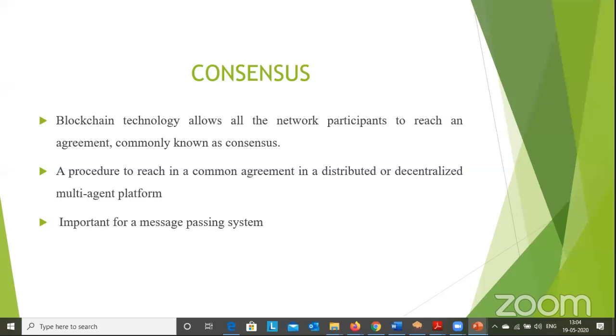Blockchain technology allows all the network participants or blockchain nodes to reach an agreement known as consensus. If anything goes wrong in a blockchain network, we have to take a collective decision, and that is based on consensus mechanisms. Another definition: this is a procedure to reach a common agreement in a distributed or decentralized network. This consensus mechanism is very important for message passing systems.